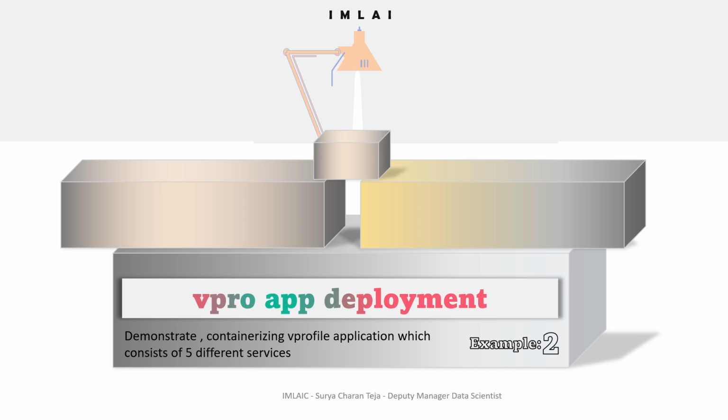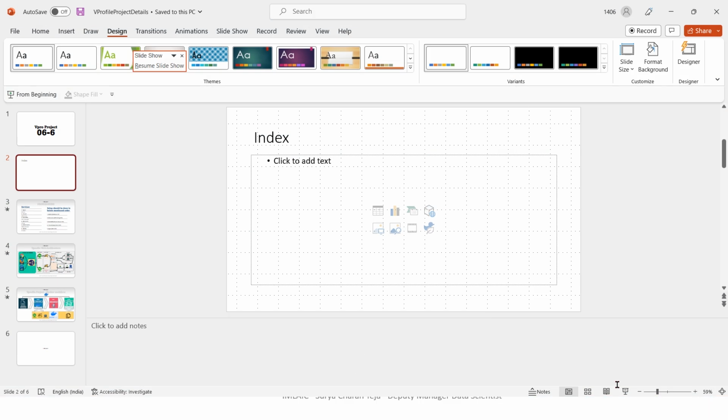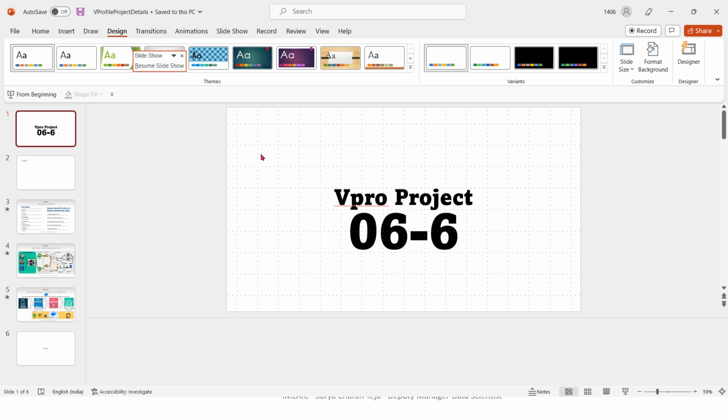So we're going to look at the Vpro app deployment. With this we're going to learn a lot of things, even how complex projects can be dealt with. How complex projects consisting of 5 services can be deployed, all the things with containers, can be seen here. So let's see the provisioning first.